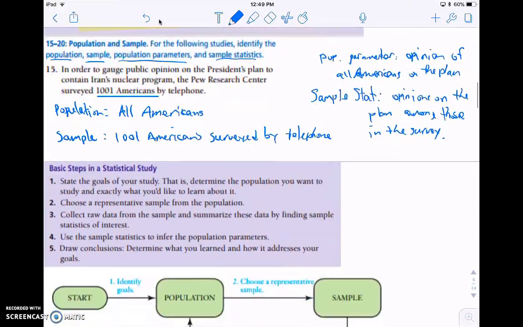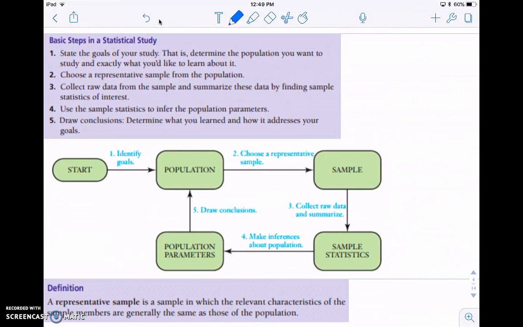So when we're looking at a statistical study, we've got some basic steps here. And I've got a little diagram that will hopefully be helpful for you. When you're doing this, first you want to state the goals of your study. You want to determine your population and exactly what you would like to learn about. So you want to establish that population, that parameter, in the beginning. Next you want to choose a representative sample from the population.